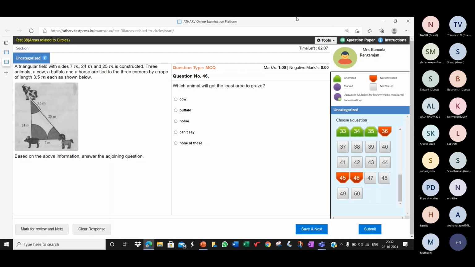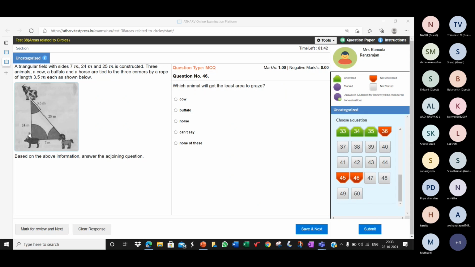The angle opposite to 25 meters is the greatest. We know that this is 90 degrees, with a right triangle. Children, this is a right triangle. It is not given, but you can prove it, because by the converse of Pythagoras theorem, 24 square plus 7 square, 576 plus 49, is equal to 25 square, 625. So this one is a right triangle.